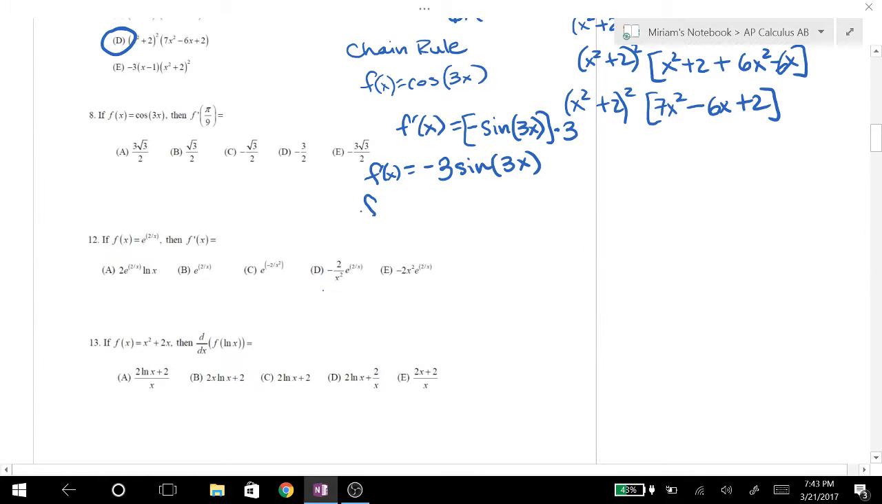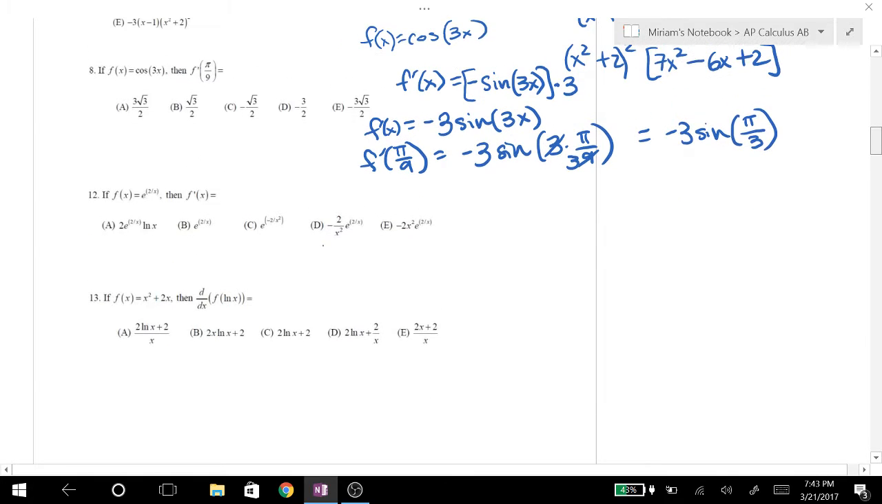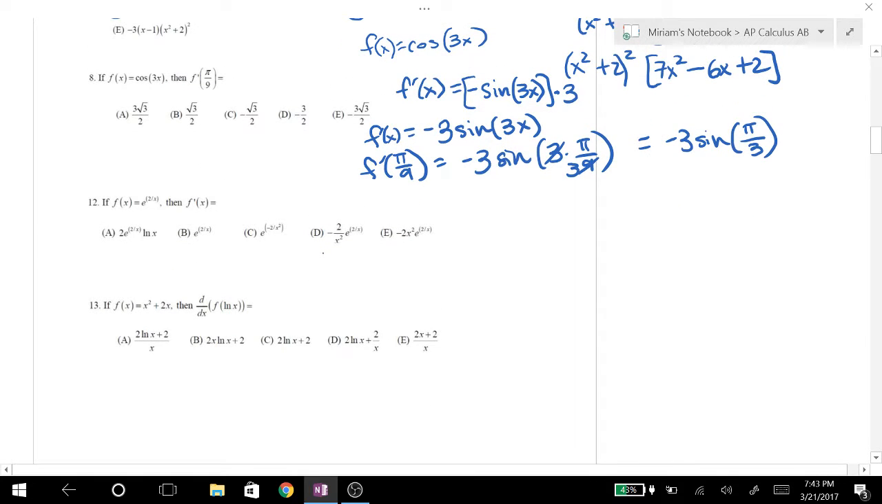Now to plug in f prime of pi over 9, I need to literally substitute that in for x. Okay, I'm going to cancel this. So I have in my situation here negative 3 sine of pi over 3. Okay, so at this point, if you don't have a calculator and you're not used to getting the sine or cosine of pi over 3, or you might have forgotten, we need to do the process of elimination, okay?